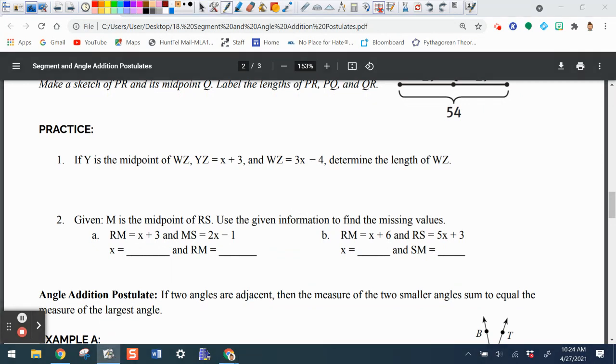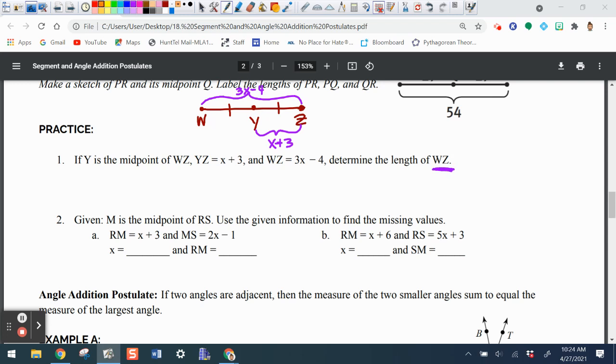First practice: if Y is the midpoint of WZ, and you'll notice there's no diagram drawn, so my first encouragement is to draw a diagram. Y is the midpoint of WZ, so that means that WY is congruent to YZ. They tell us that the distance from Y to Z can be represented by x plus 3. Again, just some number we don't know. And the total distance WZ can be represented by 3x minus 4. It says determine the length of WZ.